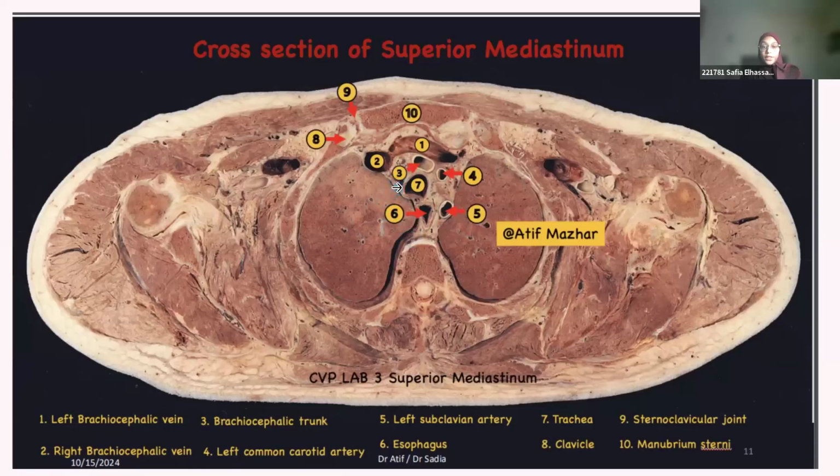Number 7 is the trachea, and it has that distinctive C shape, and it is black and full of air, and it's empty here. And then here we are also able to appreciate some of the bony structures. Number 8 shows the clavicle. Number 9 is the sternoclavicular joint. This is the joint that's located between the clavicle and the sternum. So that means number 10 here is the sternum.